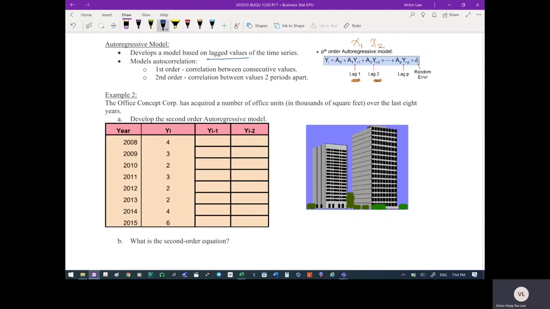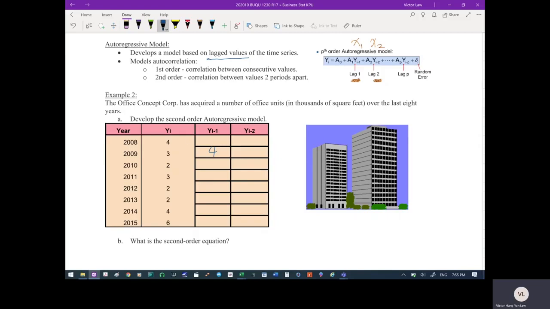So in example 2, the Office Concept Corporation has acquired a number of office units in thousands of square feet over the last 8 years. Part A: develop the second order autoregressive model. In the data here, we have the year in the first column, and the number of units in the second column. Then we need to calculate the units from the year before and 2 years before. We're going to start from 2009.